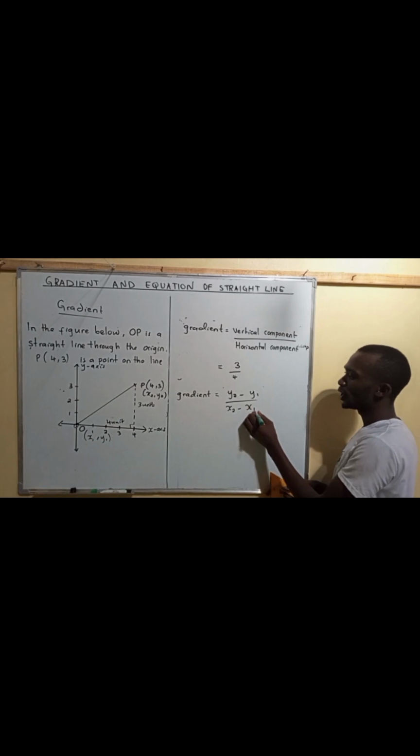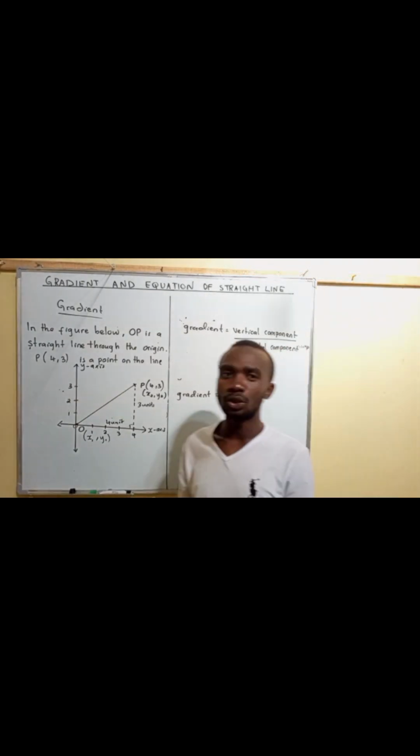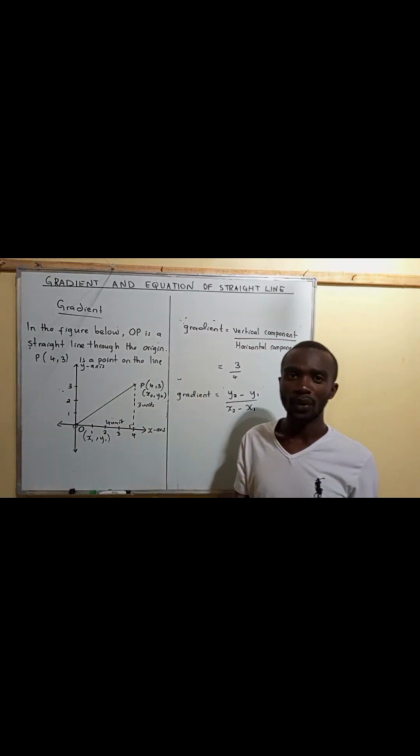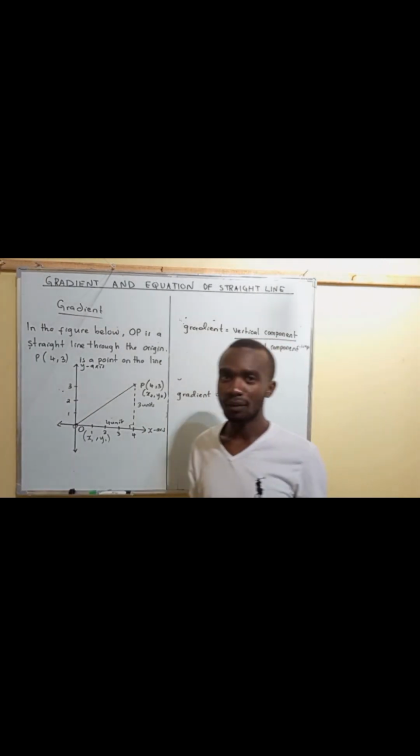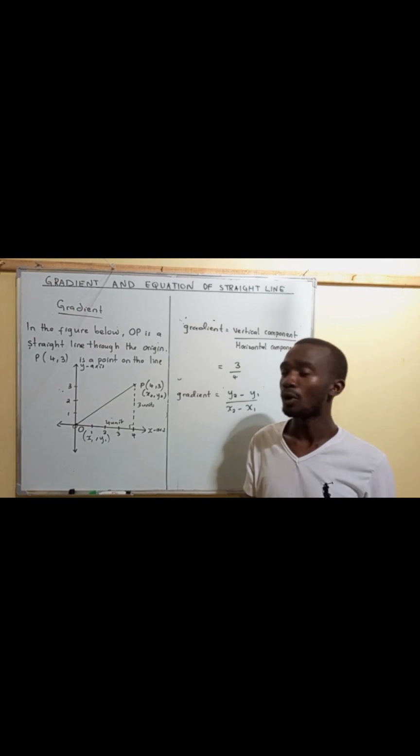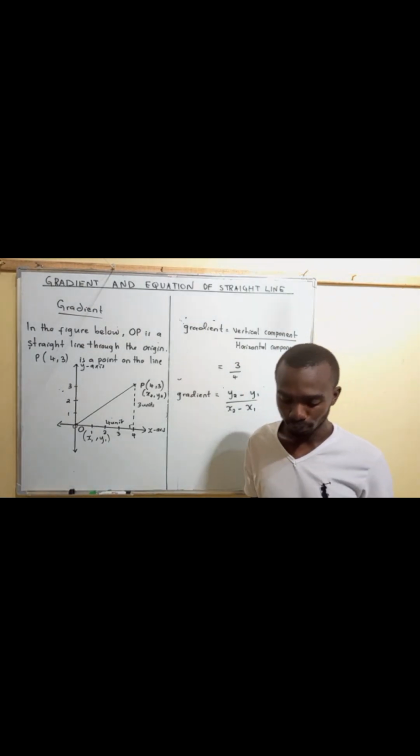So when I'm given the coordinates of any two points along the line, we can use them to find the gradient of that line. We just take any two coordinates along the line.